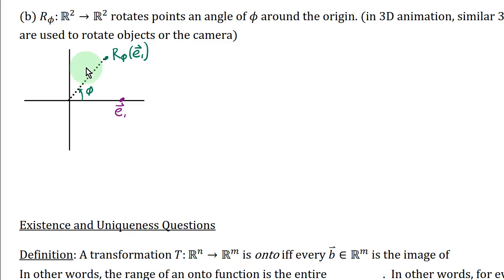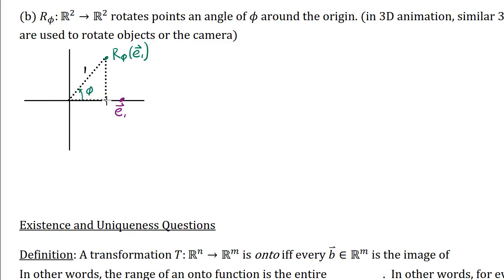One thing is this distance is going to be 1, because we're not changing the distance away from the origin of anything, we're just changing the angle. So that's a distance of 1. And then we can make a little right triangle here, like that.